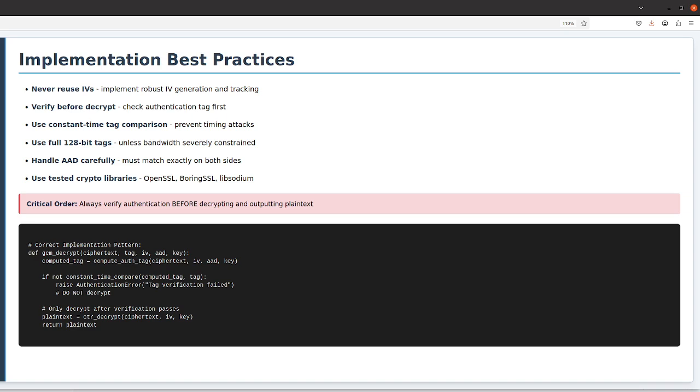Second, always verify authentication before decrypting. Your implementation should compute the authentication tag from the received data, then compare it with the received tag. Only proceed to decryption if they match exactly.